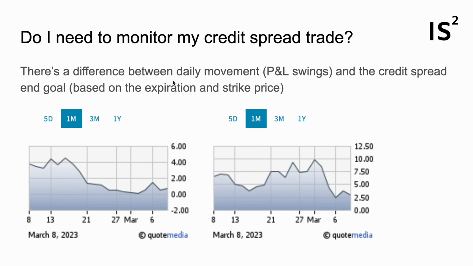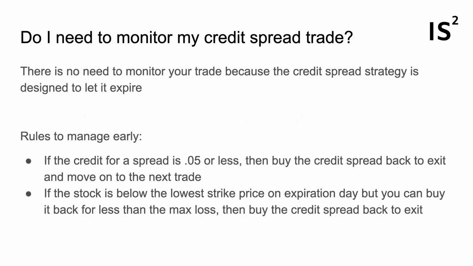And using the strategies we're using, you really just set it and forget it. There's no need to monitor your trade because the credit spread strategy is designed to let it expire. It's designed for you to put it on and then leave it alone. However, if you want to monitor and manage your trades early, not only will I announce that in the Discord group, but here are two main rules. One, if the credit for a spread is 5 cents or less, then buy the credit spread back to exit and move on to the next trade.